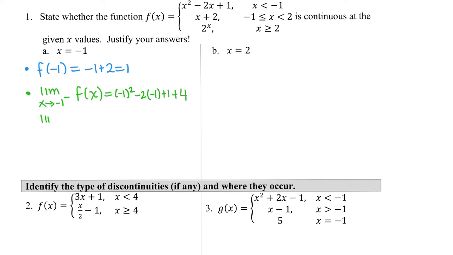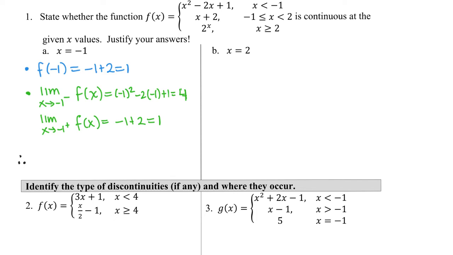Let's try to find the limit as x approaches -1 from the positive side, which is going to be a little higher than -1, which is going to be in this expression. So -1 plus 2, which is 1. So we have a problem right here because the limit as x approaches -1 does not exist, because in one direction it is 1, and in the other direction it equals 4.